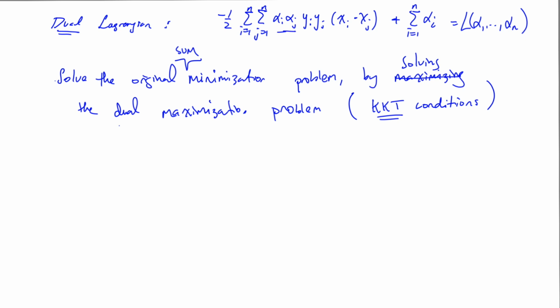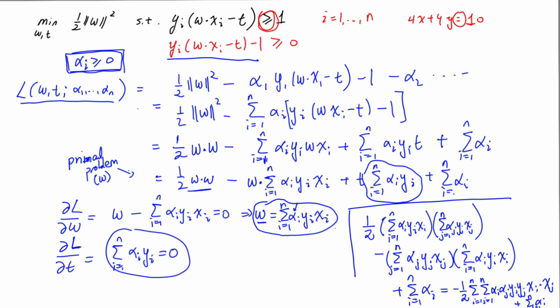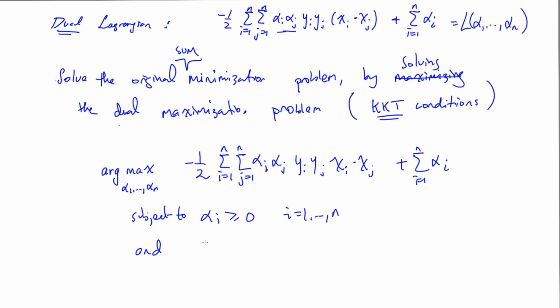Note that this problem is to take the argmax over alpha 1 to alpha n of this function. But we can't ignore the constraints that we had before. The constraints are that the alpha i's are positive. And the other constraint that we had was that the sum of alpha i times yi, the classes, is going to be equal to 0.